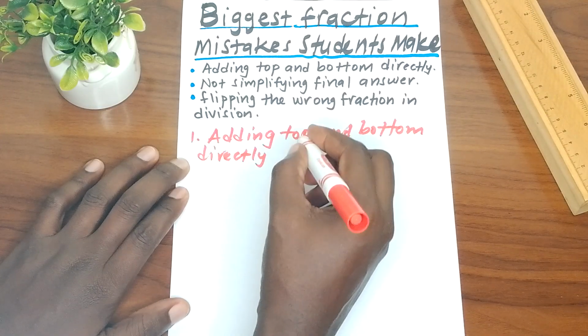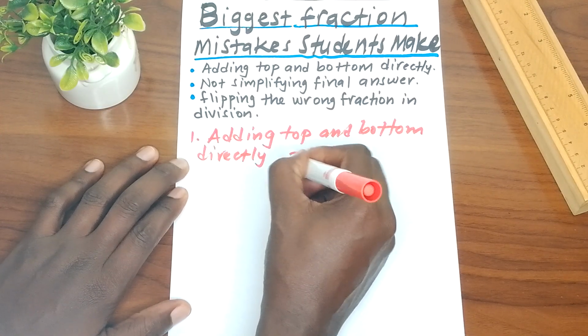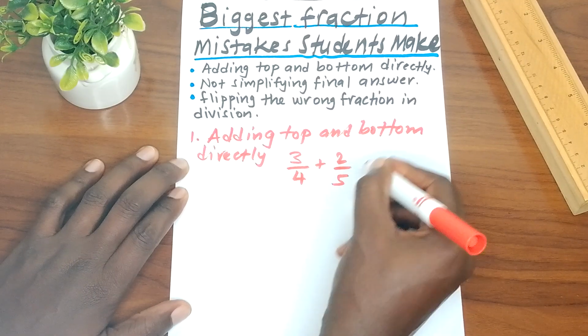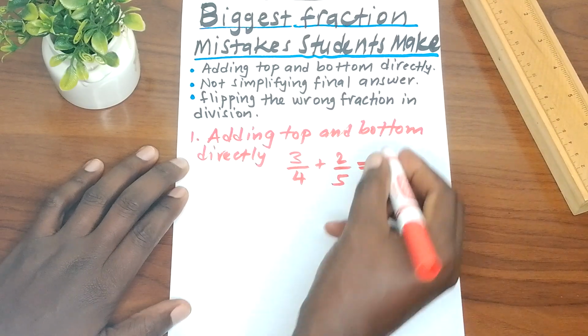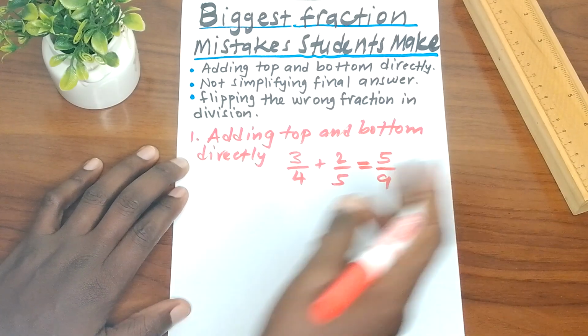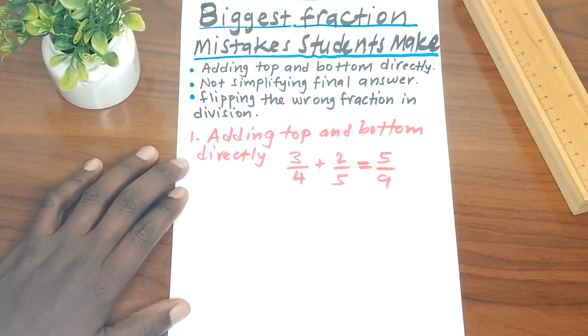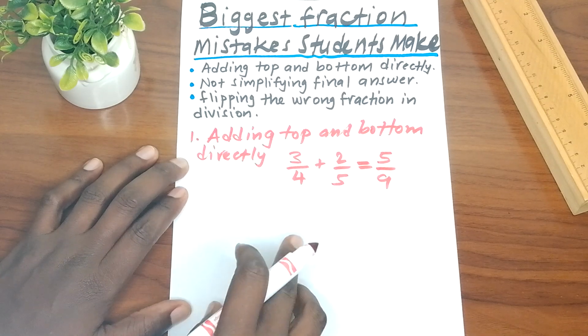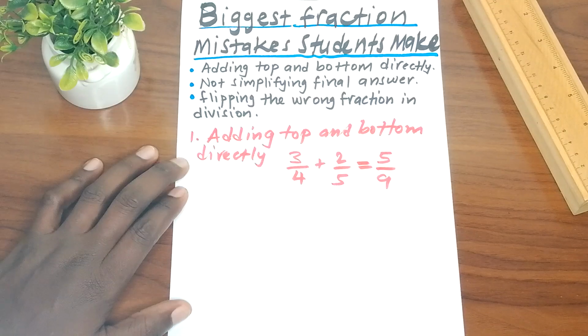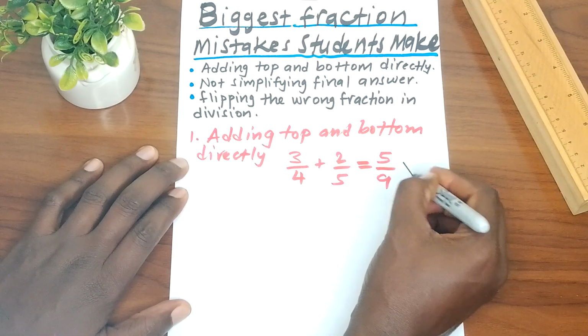So when we're adding fractions, for example, we have 3 out of 4 plus 2 out of 5. If you add this and you get 5 out of 9, you have added the top numbers, the numerators, 3 plus 2, and you have 5. And then the denominator is 4 plus 5, and you have 9. This is not right. It is wrong. It is a mistake that needs to be fixed.